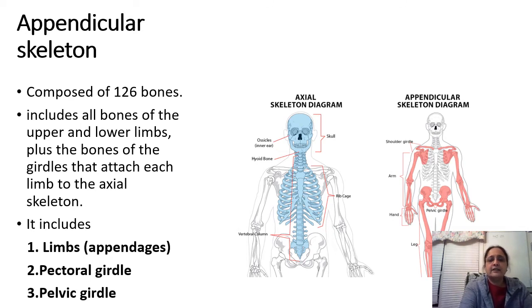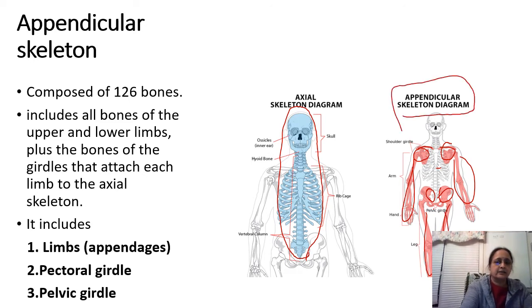If you look here, this entire area is the axial skeleton, and these are the girdles, followed by these limbs, and these are the girdles followed by these limbs. They all come under the appendicular skeleton.